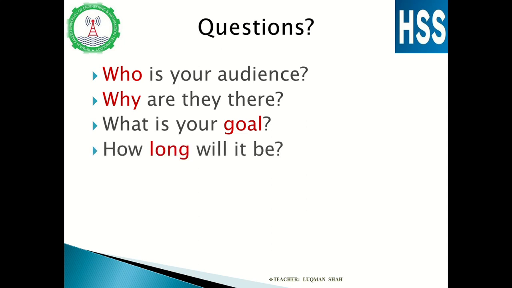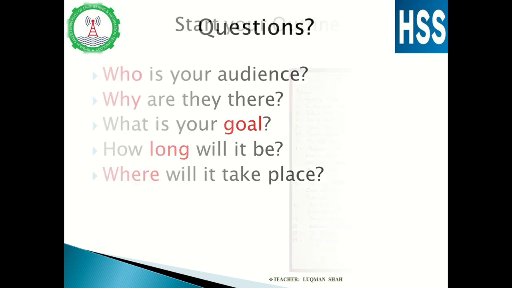Then how long will it be, the timing and the length of the presentation, is also important. And where will it take place? The place is very important. It may be in an auditorium, in an open place, in a room, or in a conference hall. So you will have to prepare everything according to the situation.